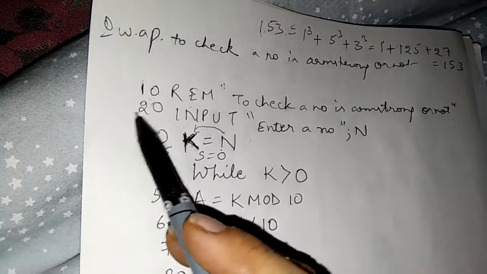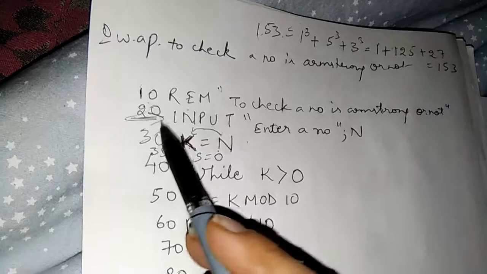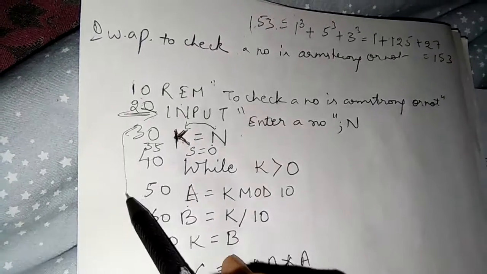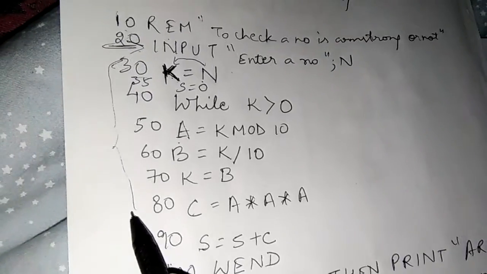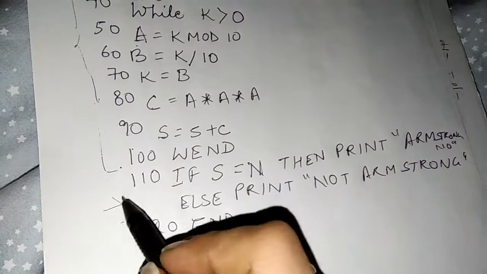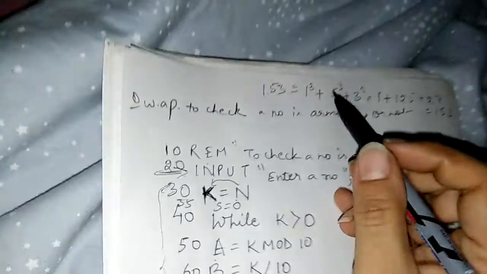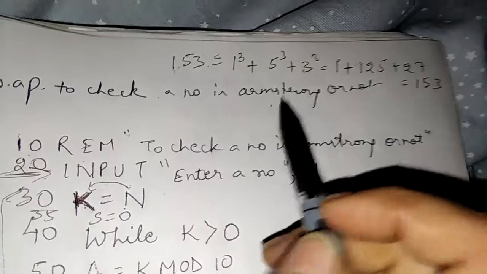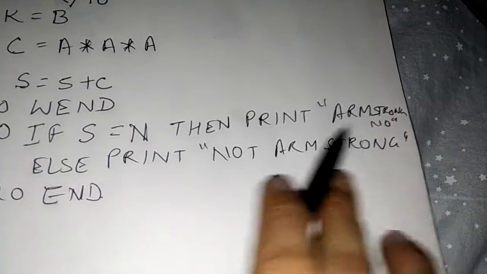Now what we are doing is taking the input. There are three parts in this program: the input, the process, which is long this time, and the output. The output is conditional, because the output required depends on whether the number is Armstrong or not. So if the number is Armstrong, it will print Armstrong, else it will print not Armstrong.